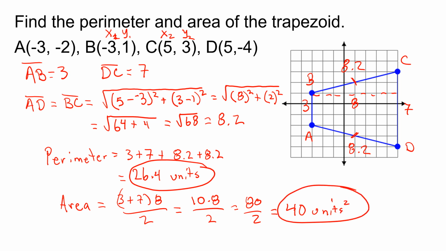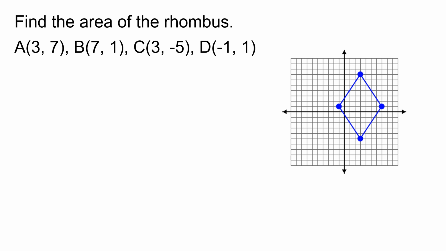Okay, moving on to the next. We're going to find just the area on these last two problems. So to find the area of a rhombus or a kite, we're going to start by labeling our points. So I'm going to start here, A, B, C, D. To find the area of a rhombus or a kite, you have to find diagonal 1. So I need to find the distance from A to C.